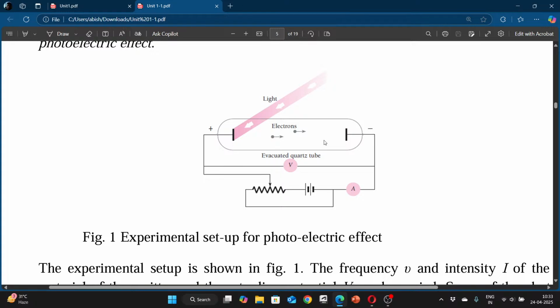Stop worrying about those things. Let's go ahead. So we have electrons which are coming out, right?